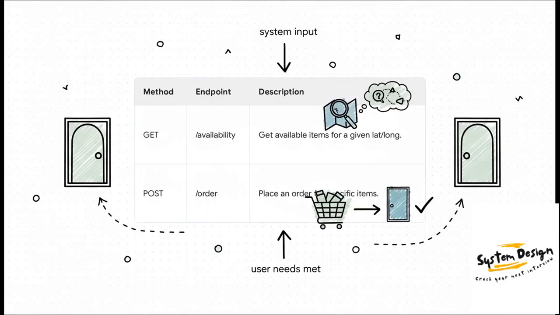So, to make all this work, our whole system really only needs 2 front doors. First, a GET endpoint for availability, where a user's app can ask, hey, what can I buy right now near me? And second, a POST endpoint for an order to say, okay, I want to buy these specific things. That's it. It's simple, it's clean, and it maps directly to what our users need to do.